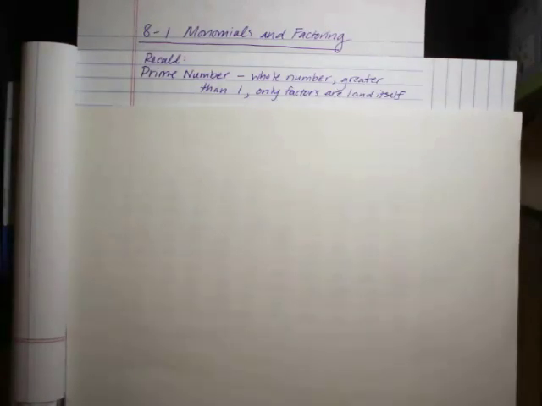Okay, today we're going to be talking about section 8-1. We're covering monomials and factoring. There are a few vocabulary words we need to review before we get moving. First, prime number. A prime number by definition is a whole number greater than 1 whose only factors are 1 and itself.